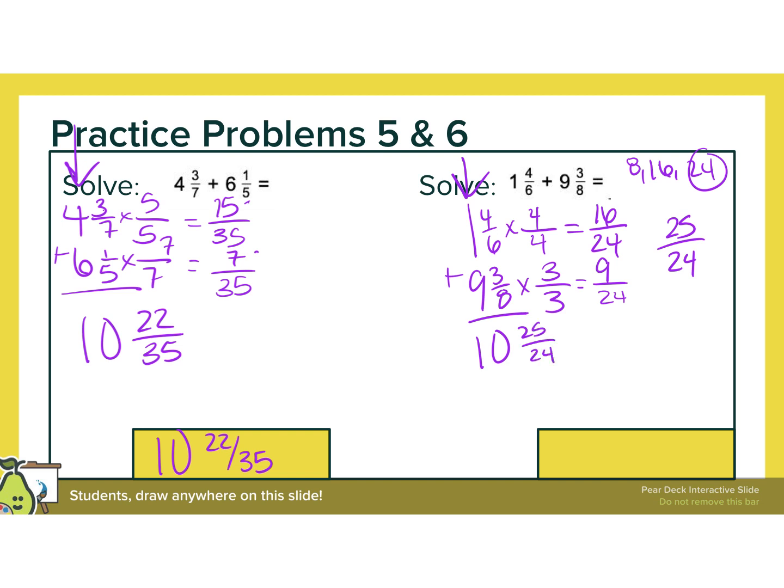So now I have to turn this into a mixed number. I know 24 goes into 25 once, and I will have 1 left over. I did that math in my head. So now it is 10, oh no, 8th graders are here, plus 1 and 1 over 24 for a final answer of 11 and 1 over 24.